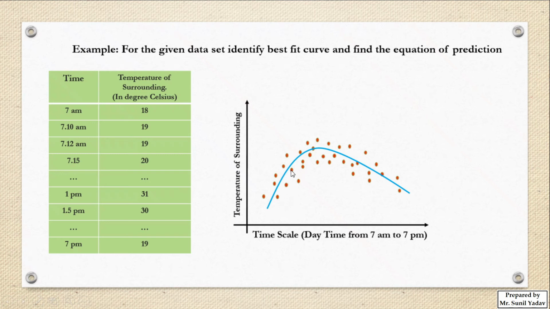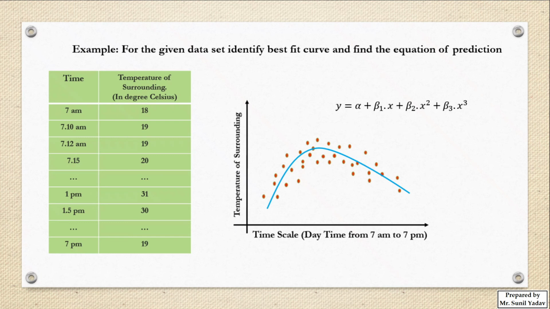And if you identify the mathematical model for that particular curve, it will be something like this: y equal to alpha plus beta 1 into x, beta 2 into x square, and beta 3 into x cube. Here we have two variables only. The first variable is x, that is the time scale parameter, and the second variable is y, that is the surrounding temperature. But the only difference is that in the second term the degree of x is 2, and in the third term the degree of x is 3, and this is called a polynomial relationship. So this is how we identify the type of curve on the basis of the data given.